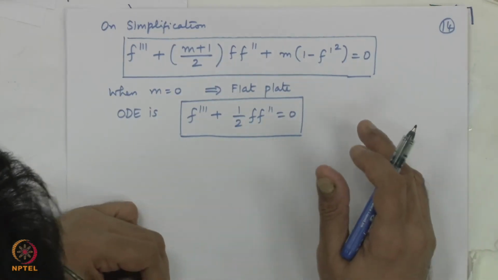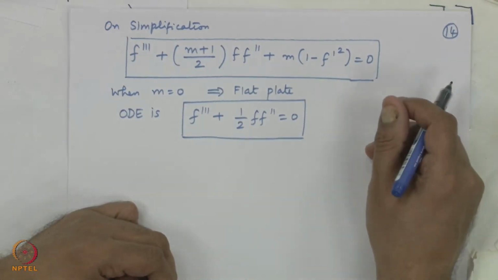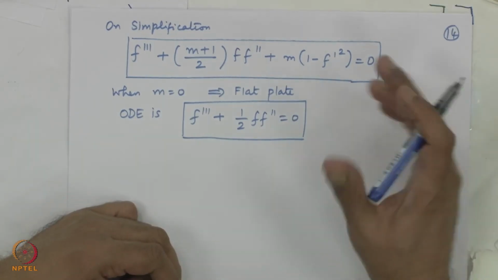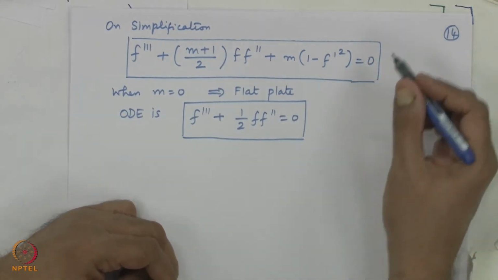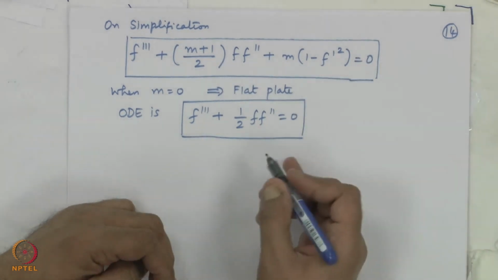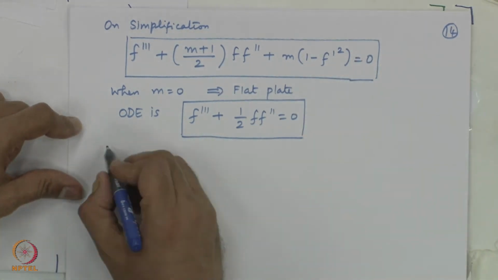We need to say to the students that this is not transformed just like that. The similarity variable has not come from thin air, it is a very well mathematically thought of thing, and based on this you get the ordinary differential equation like this.